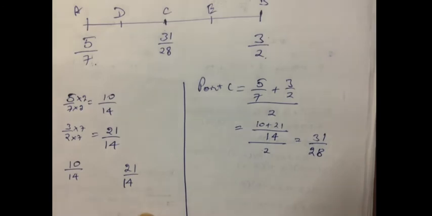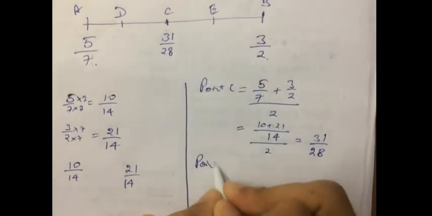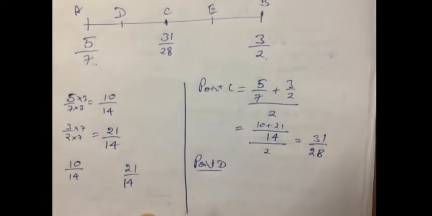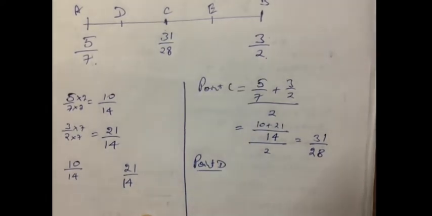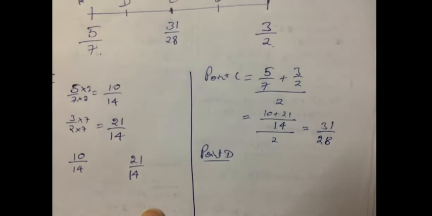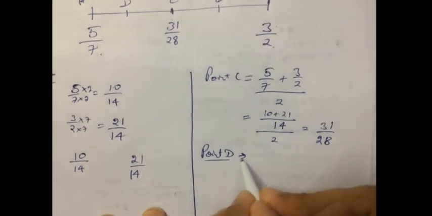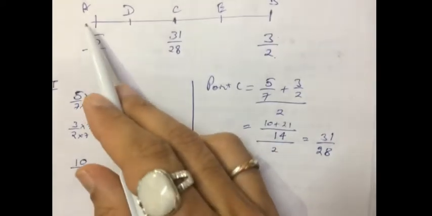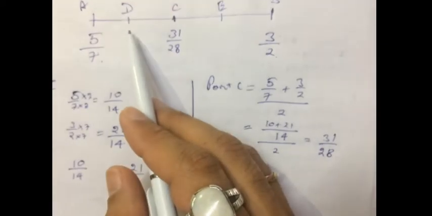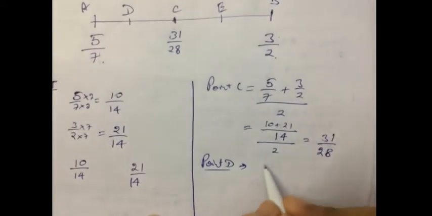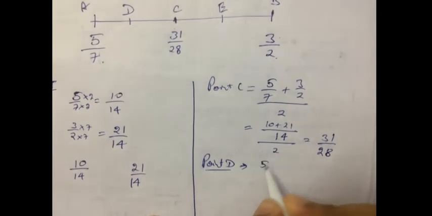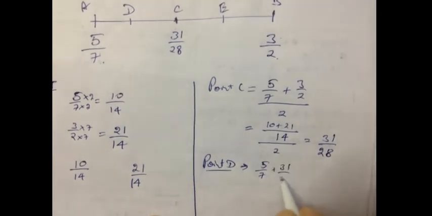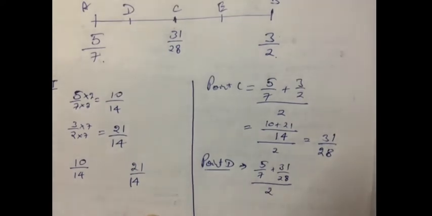We got one number, that is the middle number between two numbers. Now second is point, let's say point D. We have to find point D. How we can find that? Again same, it will be A plus C by 2. This will be equals to (5/7 + 31/28) upon 2.